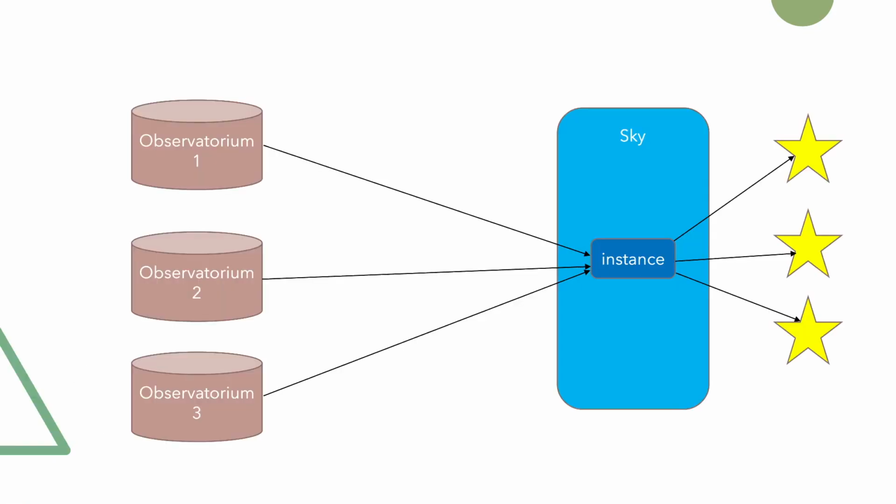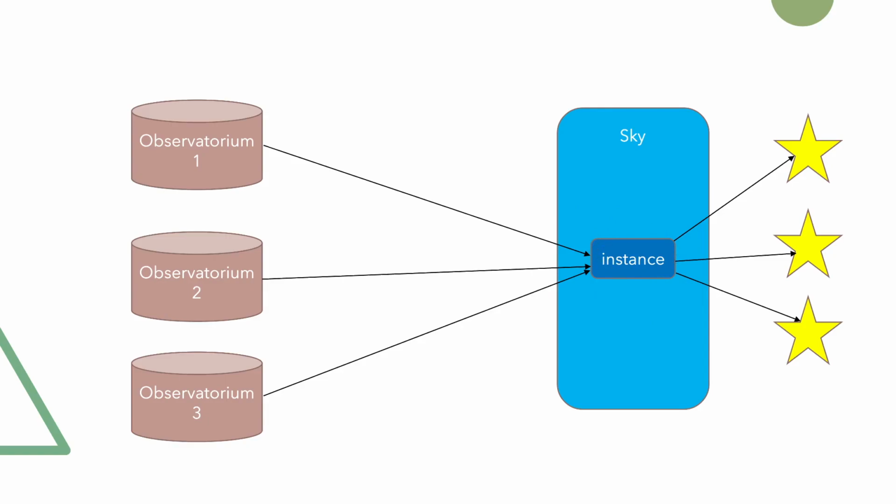Here is a graph demonstrating how Singleton can be used in real-world scenario, where we have multiple observatoriums and a single sky that has a list of stars or their names. By making Sky a Singleton class, all observatoriums will share only one instance of the Sky class.